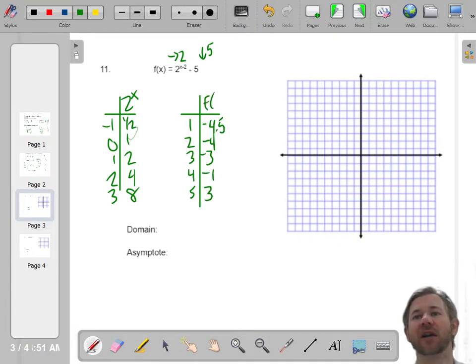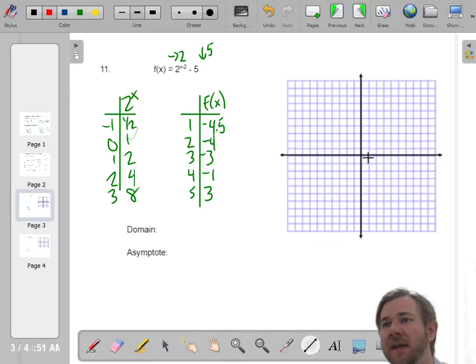Now I have the function I'm asked to graph. I start with a parent function, I translate it, now I can draw it. So at 1, I'm at negative 4.5, that's right here. 2 is at negative 4, 3 is at negative 3, 4 is at negative 1, 5 is at 1, 2, 3. Okay, so 1 is at negative 4.5, 2 is at negative 4, 3 is at negative 3, okay, cool.